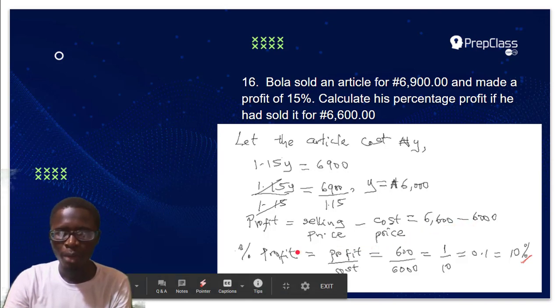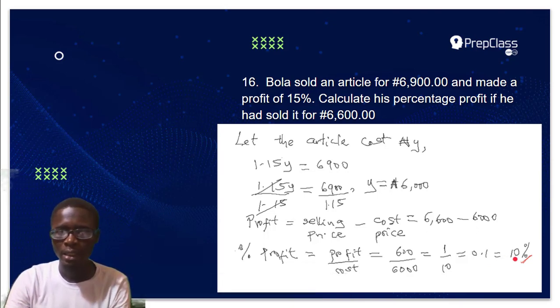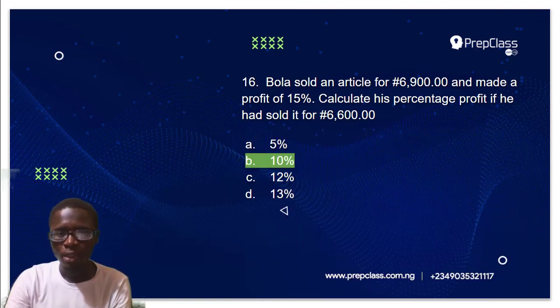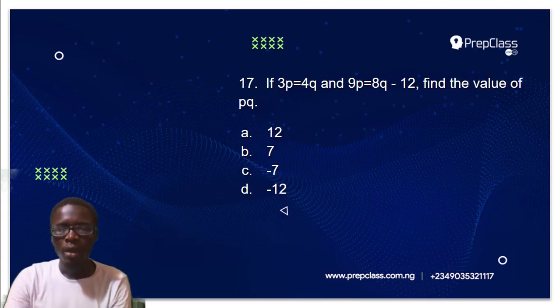Now, looking for percentage profit, which happens to be profit all over cost. So the profit is 600 and the cost is 6,000. So 600 over 6,000 is going to give us 1 over 10. 1 over 10 is the same thing as 0.1. 0.1 multiplied by 100% is going to give us 10%. So the percentage profit incurred by the seller, Mr. Bola, is actually 10%. So proceeding to the next question, as you can see, that is option B.